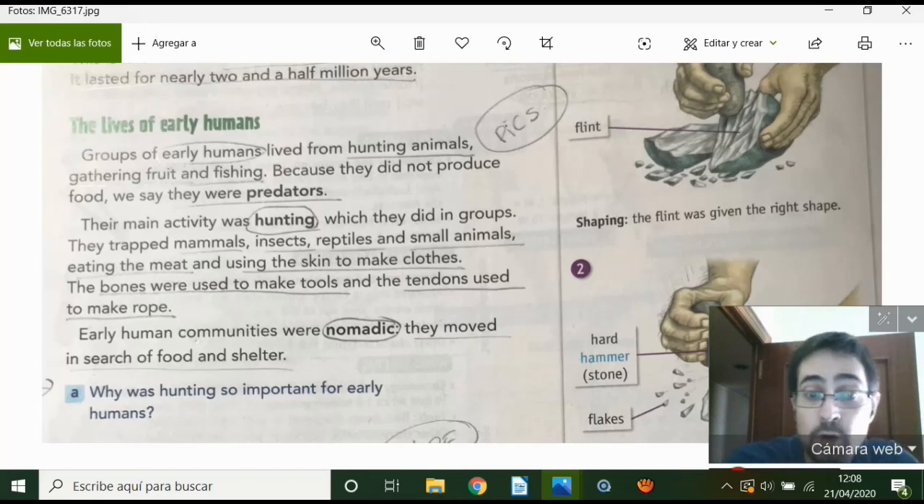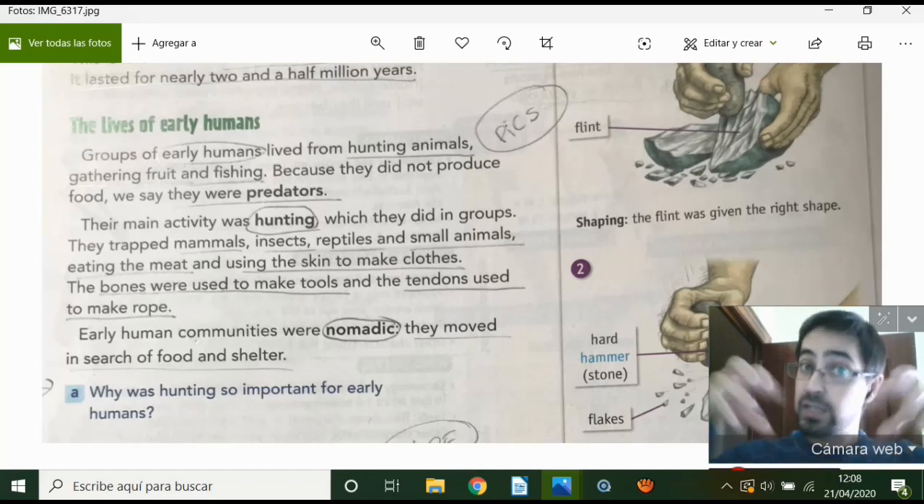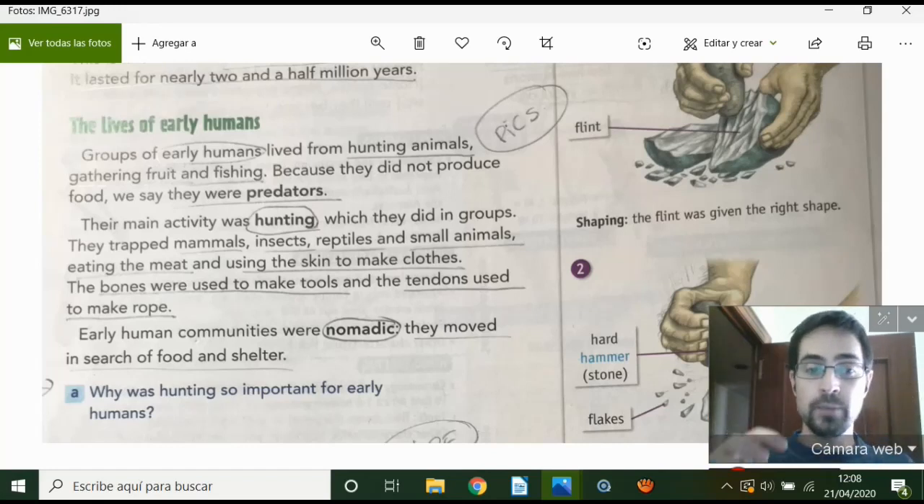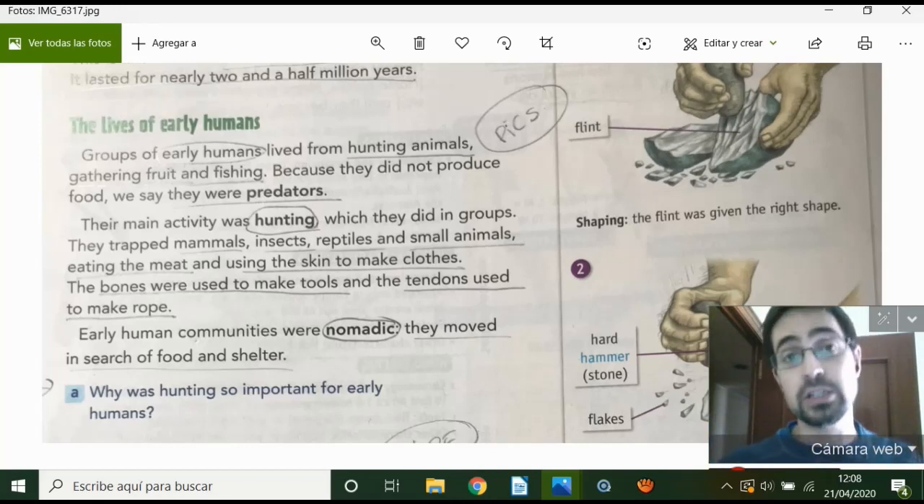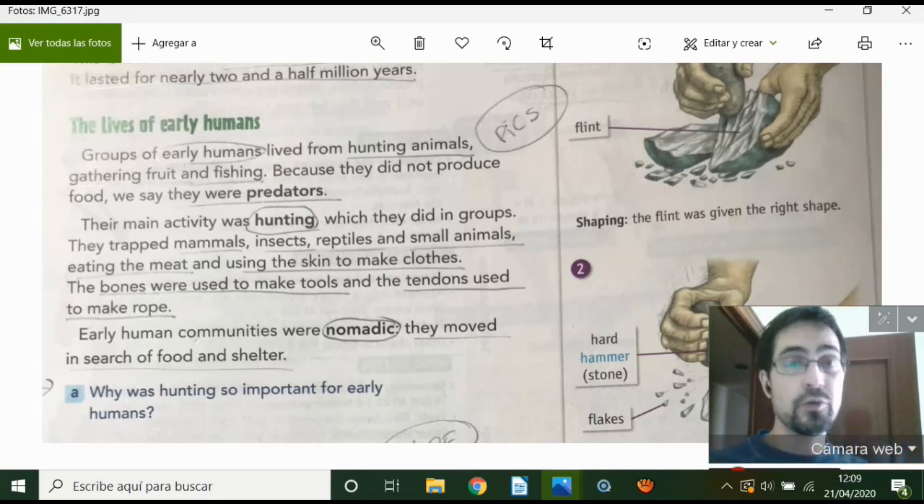Okay, and also an important characteristic of the Paleolithic people is that they were nomadic people. So they don't have a fixed place to live. Instead of that, they change from one place to another depending on the season. For example, during winter, we are going to live into the valley. And during summer, we are going to live into the mountain. Why? Because they used to follow the animals that they used to hunt.